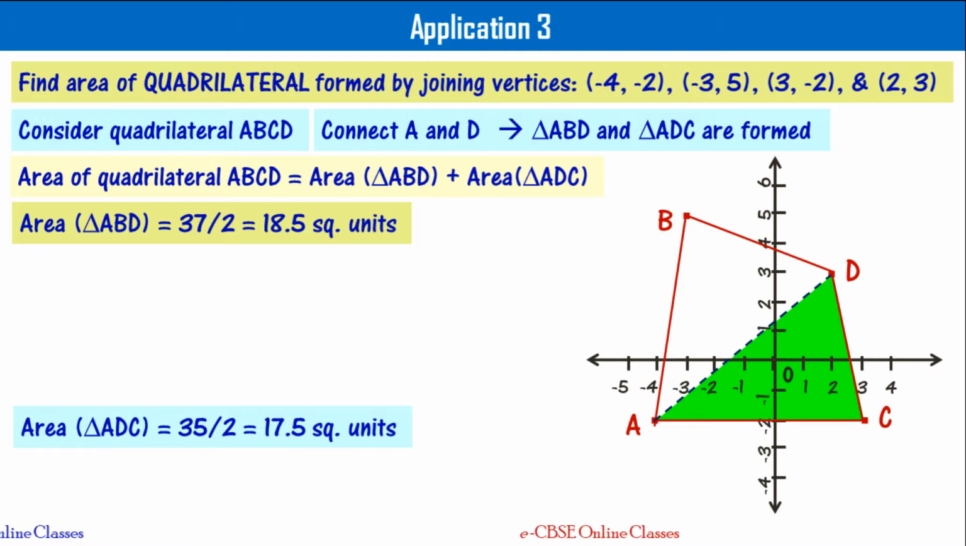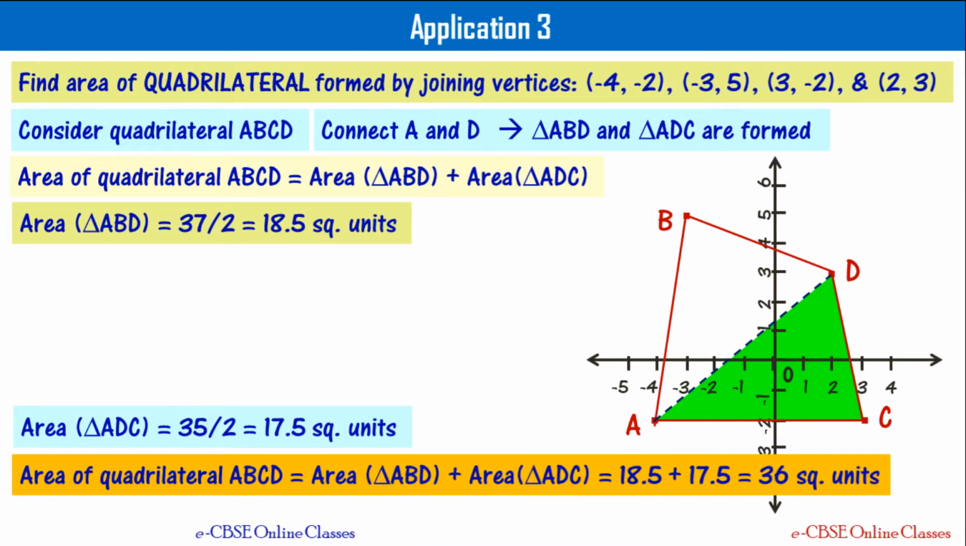Now we said that area of quadrilateral ABCD equal to area of triangle ABD plus area of triangle ADC, right? And we have already evaluated the values of areas of these two triangles. One is 18.5 square units and other is 17.5 square units. Let's substitute these values such that we get area of quadrilateral ABCD equal to 36 square units.